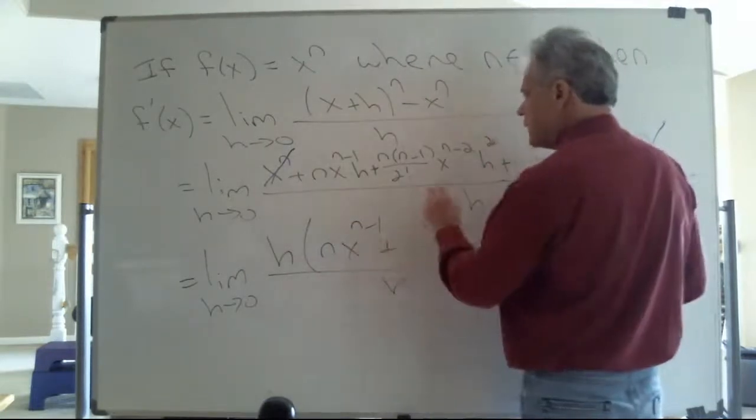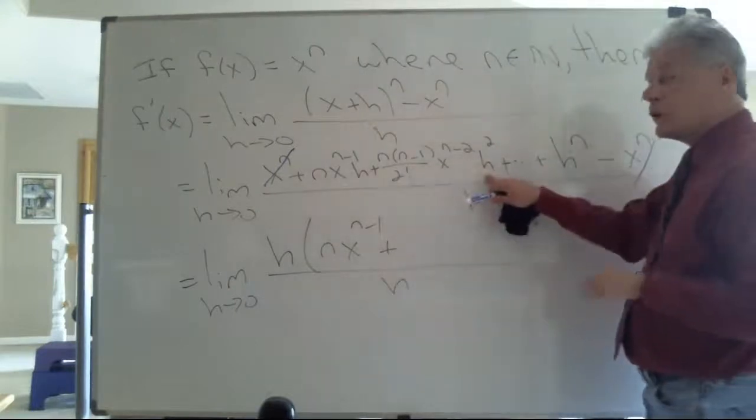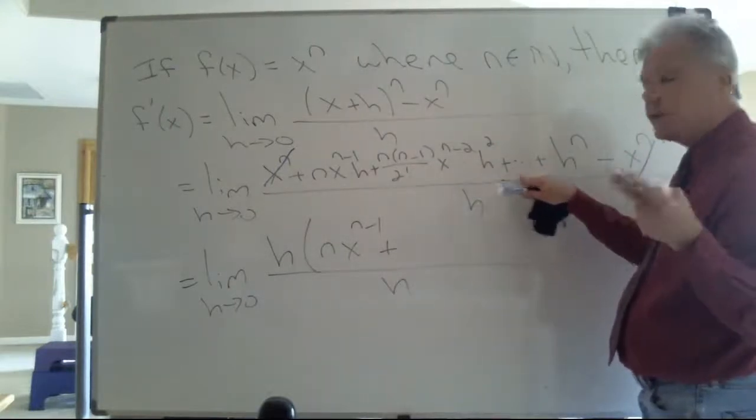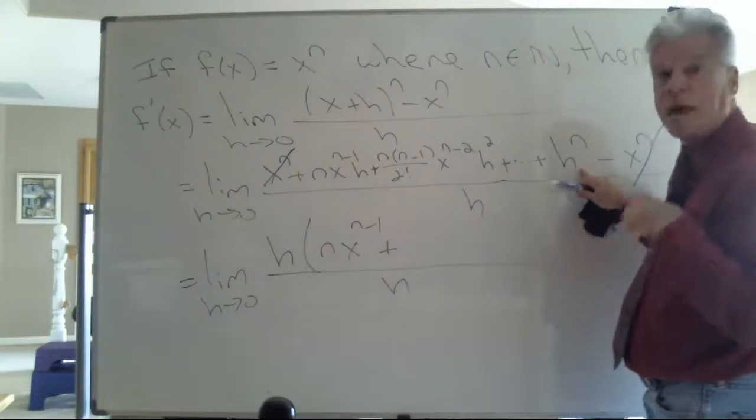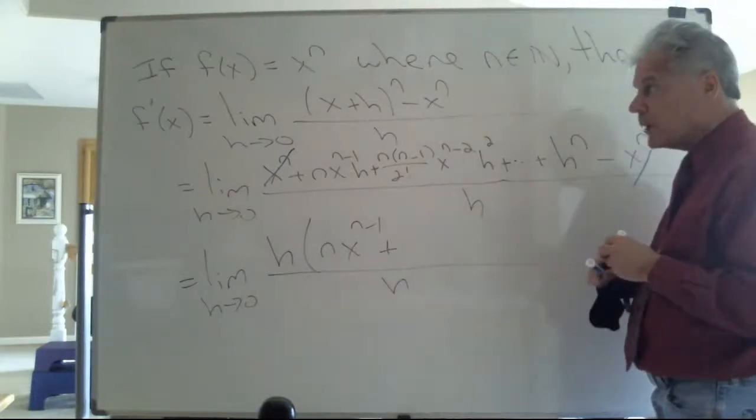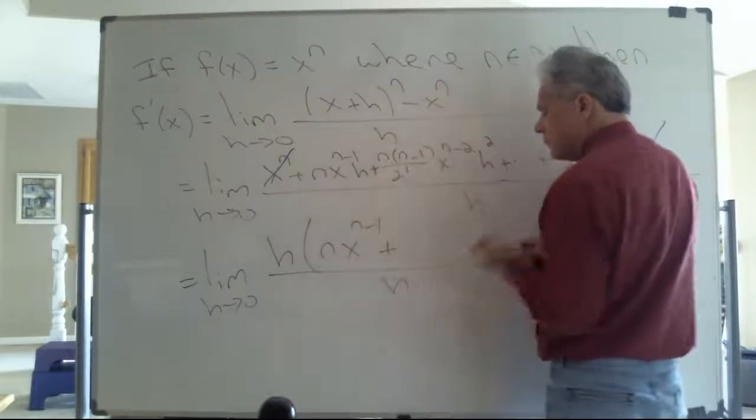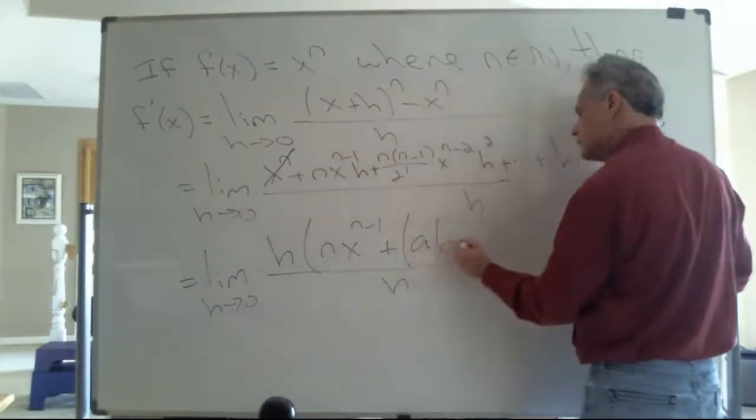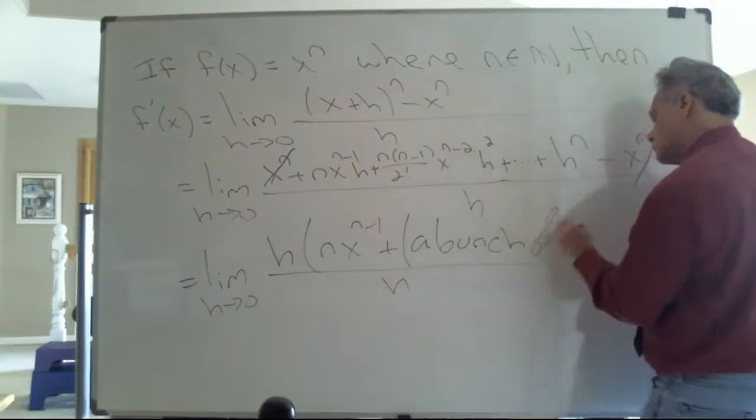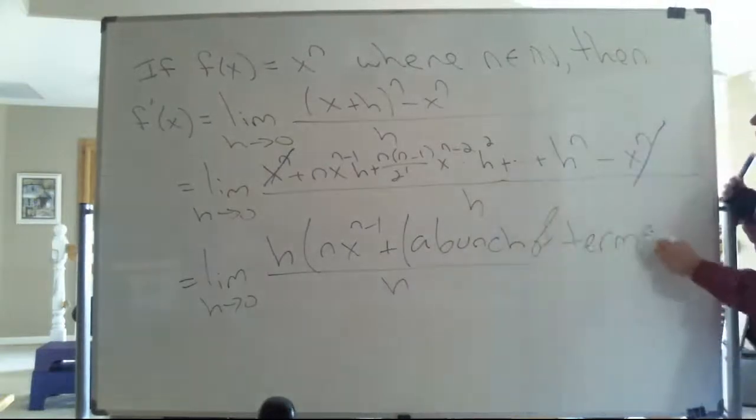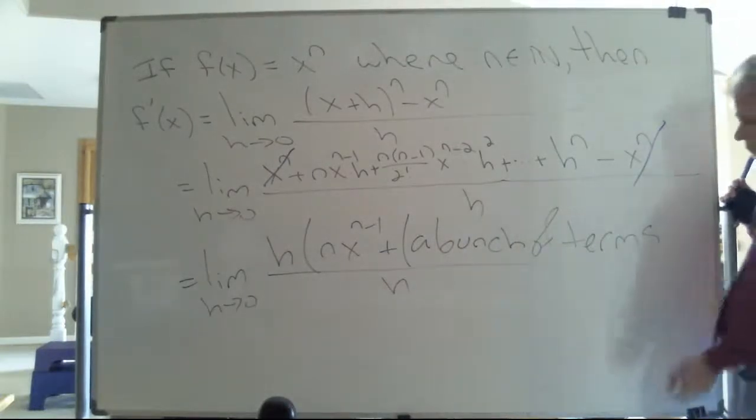Now, what's left over from the second term is an expression involving only one factor of h. The next will have 2 factors of h, all the way down to the last, which will have n-1 factors of h. Bottom line, all the terms here, except for the first one, they all have at least one factor of h.